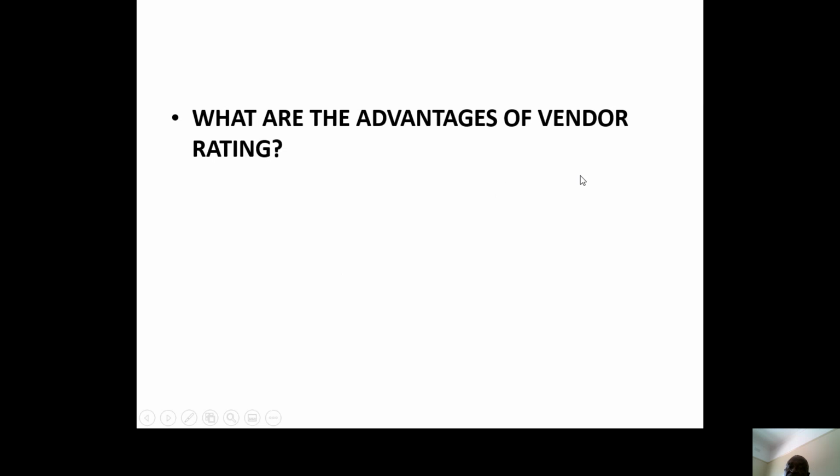What are the advantages of vendor or the benefits that you get when you are using the vendor rating? I'm not saying vendor system, but the vendor rating. Understand the question there. The vendor rating. I hope you can write that down and compare with what I have.